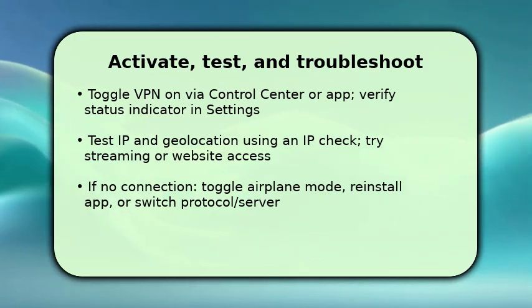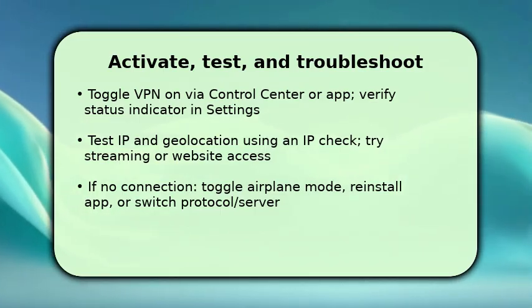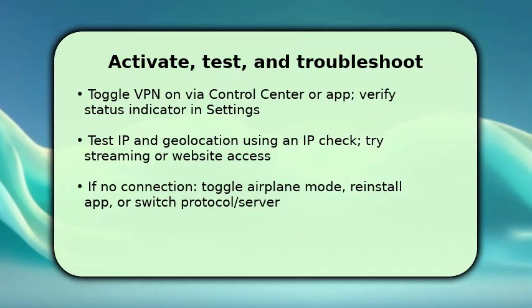If the VPN fails to connect, first toggle airplane mode or restart your phone, then reinstall the app or try a different protocol. One key troubleshooting tip: switch to a nearby.